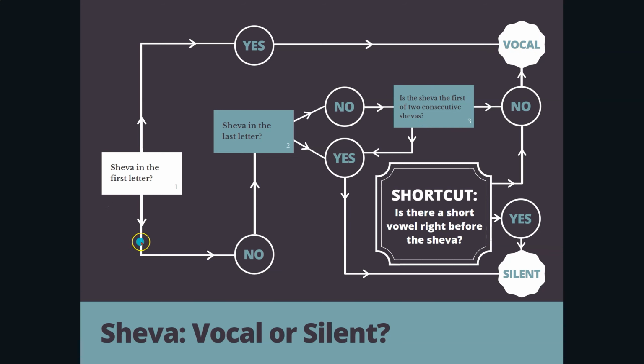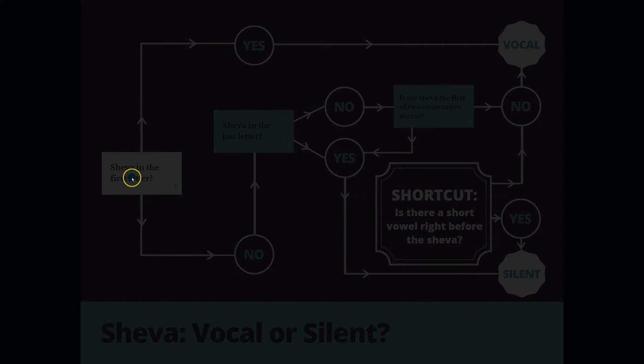So you can see there's a lot of decisions to make here. But ultimately, this rule will actually cover all these other questions. Is there a short vowel right before the Sheva? Well, if the Sheva is in the first letter, then no. There's not going to be a short vowel right before the Sheva. There will be nothing before the Sheva, because this will be the first letter.